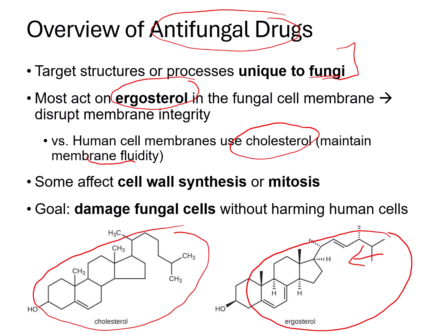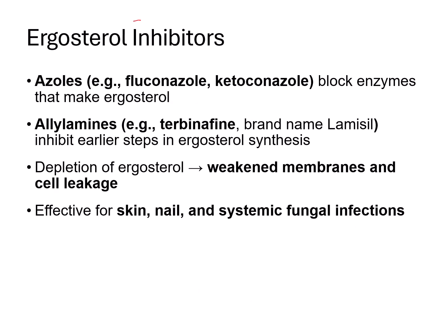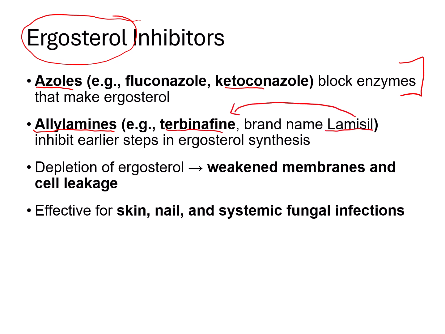Other drugs may affect the cell wall or interfere with mitosis, and the goal is to damage the fungal cell without harming human cells. We have two classes of ergosterol inhibitors, the azoles, like fluconazole or ketoconazole. These block enzymes that make ergosterol. We also have the allylamines, such as terbinafine, also brand name Lamisil for that one. This blocks another enzyme in an earlier step in the ergosterol production pathway. The result of these drugs are weakened, leaky cell membranes, and these agents can treat skin, nail, and systemic fungal infections.